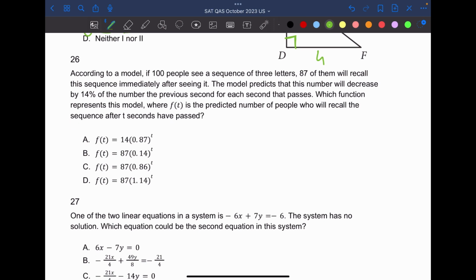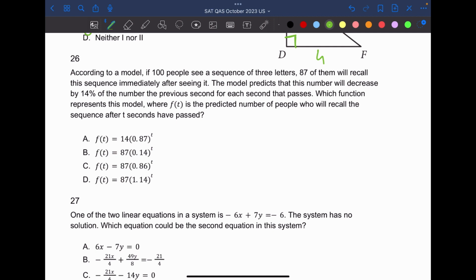According to a model, if 100 people see a sequence of 3 letters, 87 of them will recall the sequence immediately after seeing it. The model predicts that this number will decrease by 14% of the number the previous second for each second that passes. So out of 100, 87 of them remember a pattern, and then with every second that passes, this decreases by 14%. Okay, and this keeps happening until basically you have no one left.